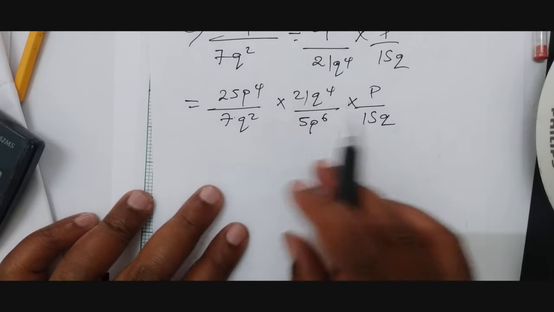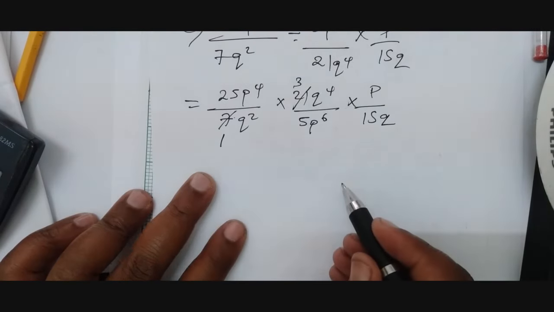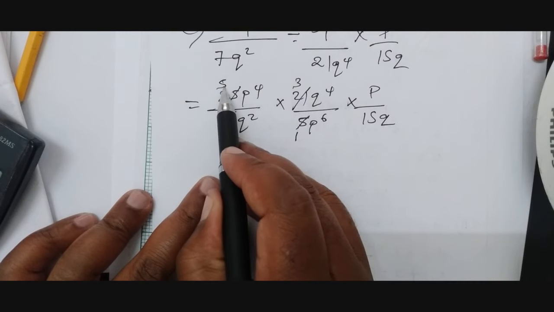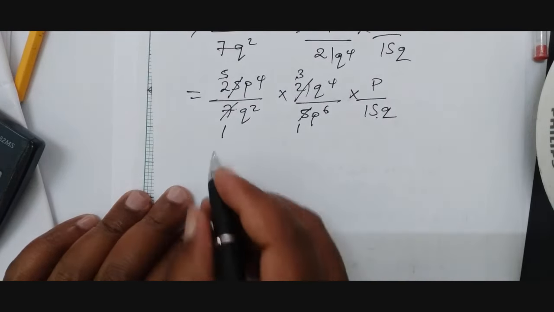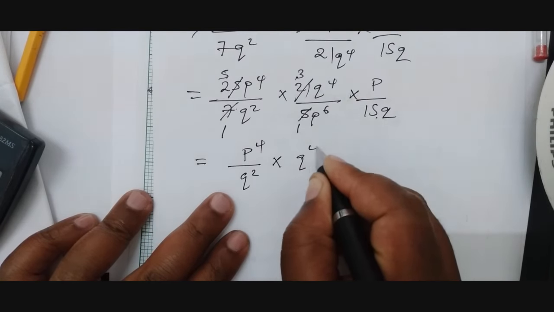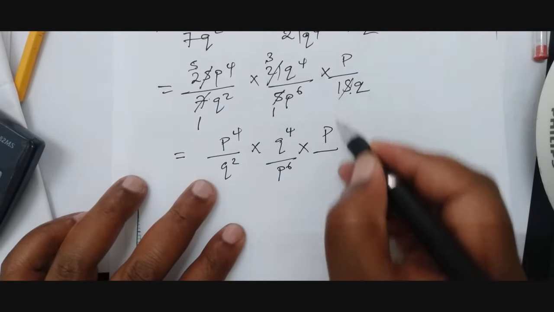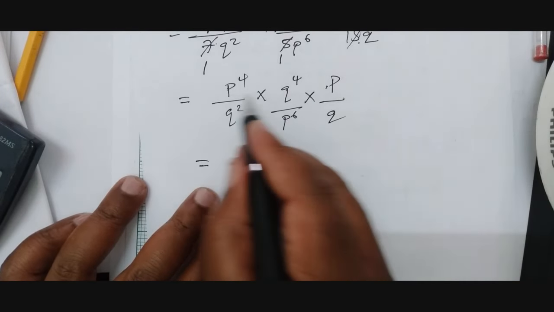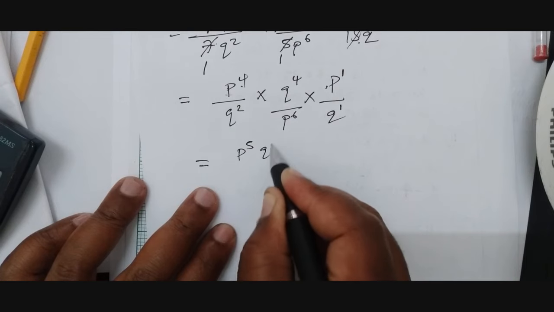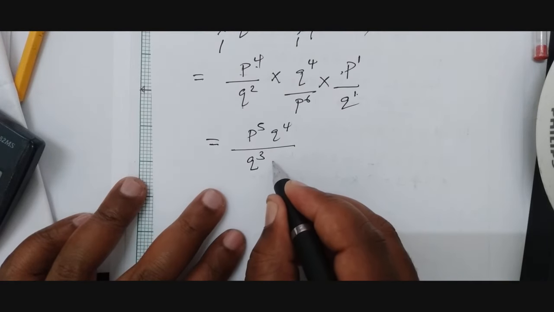To make our job easy, we can leave the letters for now and deal with the numbers. So here 7 is 1, 7 here it is 3. 5 here 1, 5 here it is 5. So 5 by 3 is 15. 15 and 15 will cancel, so numbers have gone. So I've got p to the power 4 over q squared, times q to the power 4 over p to the power 6, times p over q. When you multiply these, there's power 1 here and even here power 1. So p to the power 5, q to the power 4 over q to the power 3, because of the 1 here, and p to the power 6.